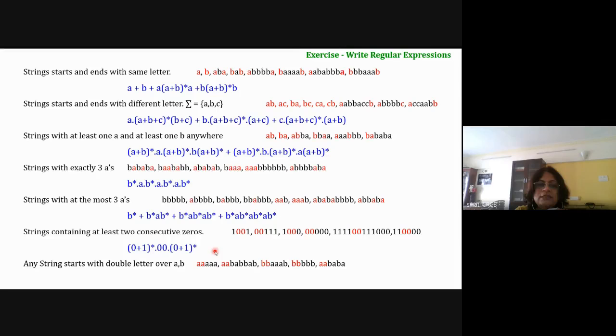Then strings that start with a double letter over A, B. String starting with the double letter. So after that anything can be there. But the string can start with double A or double B. String should start with either double A or double B. After that anything can be there. Minimum length string is AA or BB. Correct. So this was easy. Either AA or BB and ending with either A or B star.